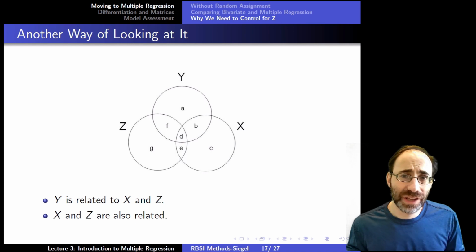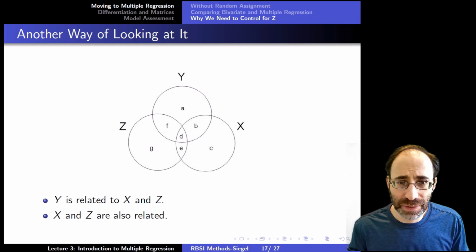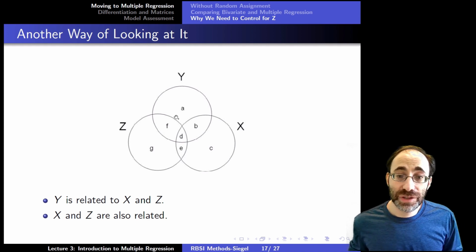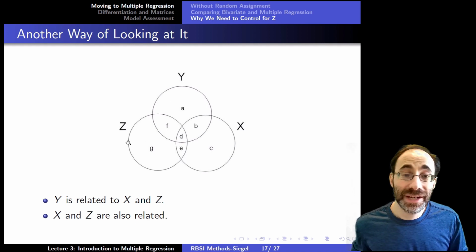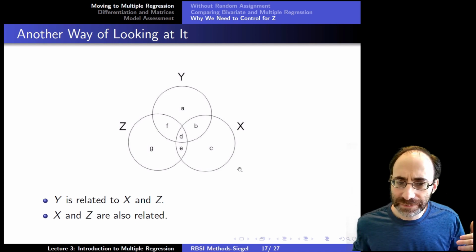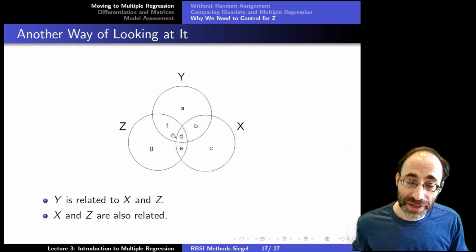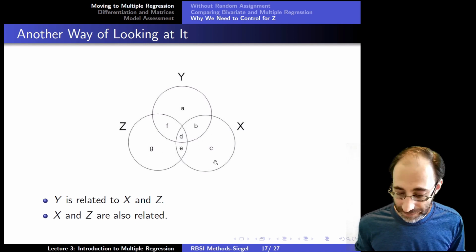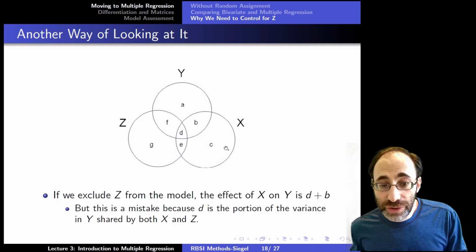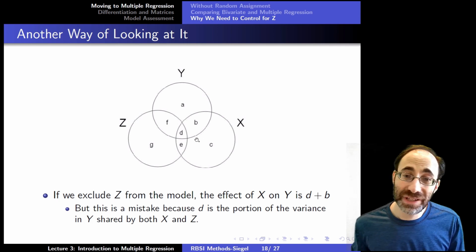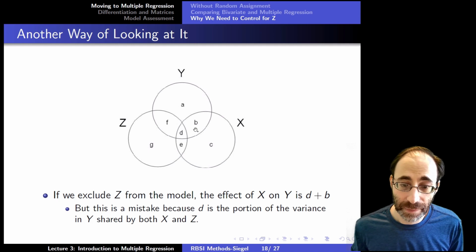I'll close with another way of looking at it that's a little more graphical, that might also be clearer, or maybe less clear, we'll see. So here, there's a y, a dependent variable, and an x and a z. And this is a Venn diagram, you may remember from many years ago. We're assuming here in this Venn diagram that y is related to x and z, and that x and z are also related. If we exclude z from the model, if we're looking at only y and x, then what happens is the effect of x on y is related to d plus b over here.